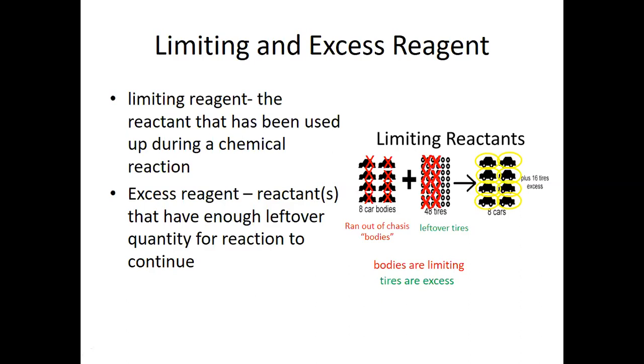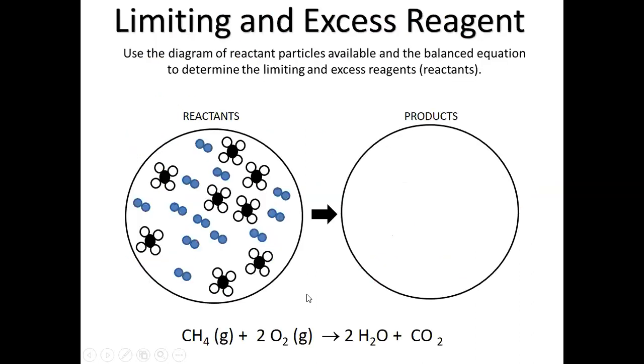So we call bodies the limiting reagent. It's what we ran out of. We call tires the excess reagent. It's the reactant that we had a leftover quantity of. When we speak about actual chemicals, this is exactly what happens. One of the chemicals will run out, preventing you from producing any new chemical called product. Here we are looking at the analogy of limiting and excess in a form that's a little bit more familiar to us. Let's begin to take a look at this from an actual chemical perspective.